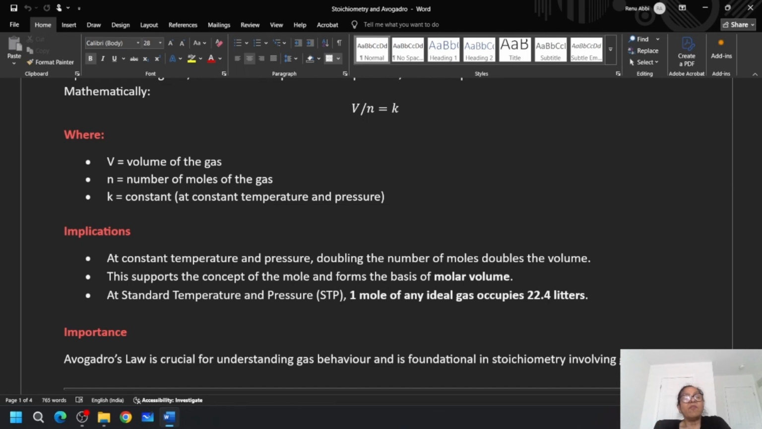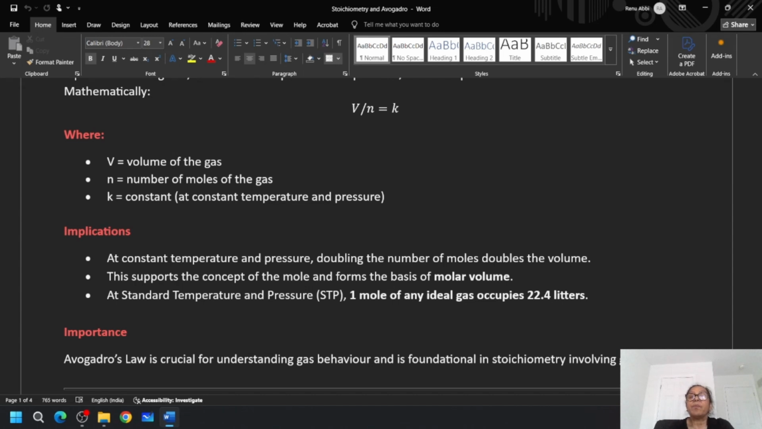Now, this also supports the concept of the mole and forms the basis of molar volume. Molar volume is the standard volume taken for a gas. So this also supports the mole and forms the basis of molar volume. At standard temperature and pressure, which is known as STP, 1 mole of an ideal gas occupies 22.4 liters.